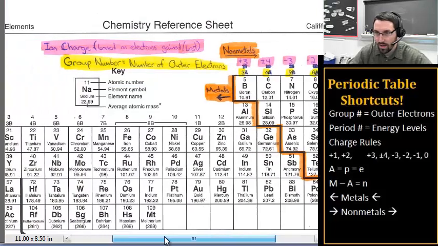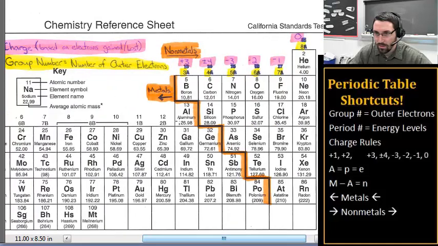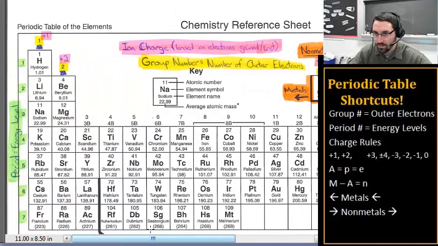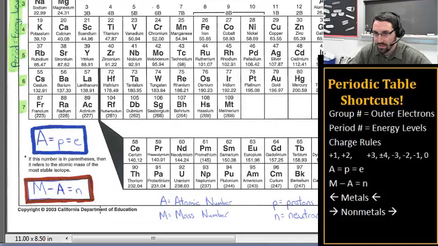The next shortcut we have is the metals versus nonmetals. This is slightly simplified, but basically to the left of that stair step, those are metals. To the right of the stair step, those are nonmetals. And then special hydrogen also is a nonmetal as well. That's simplified a little bit, but it'll work for our purposes in class.